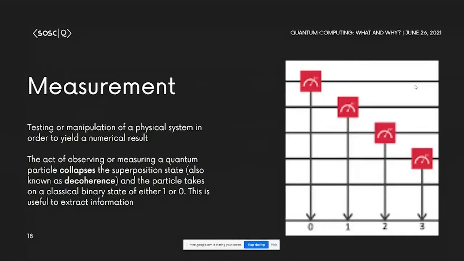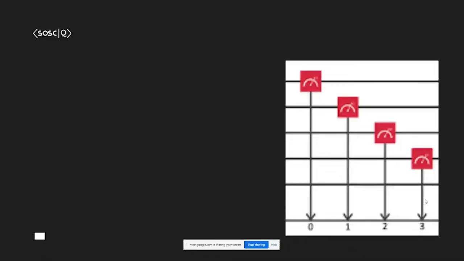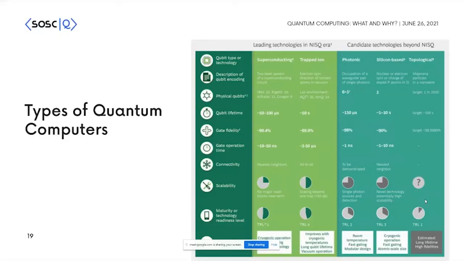So, we have talked about measurement now. We now know that when we measure, we get some output out. So what are we measuring on? What are we making our circuits on? What is the physical device? There has to be something on the back end, right? So let's talk about what types of quantum computers exist, right?